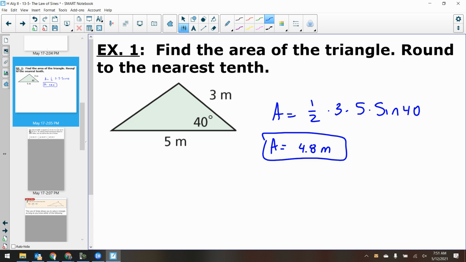All right. So that's a unique formula that talks about area when you don't have to have the height of the triangle. Okay, area formula when you don't have to have the height of the triangle, 1/2 AB sine C.